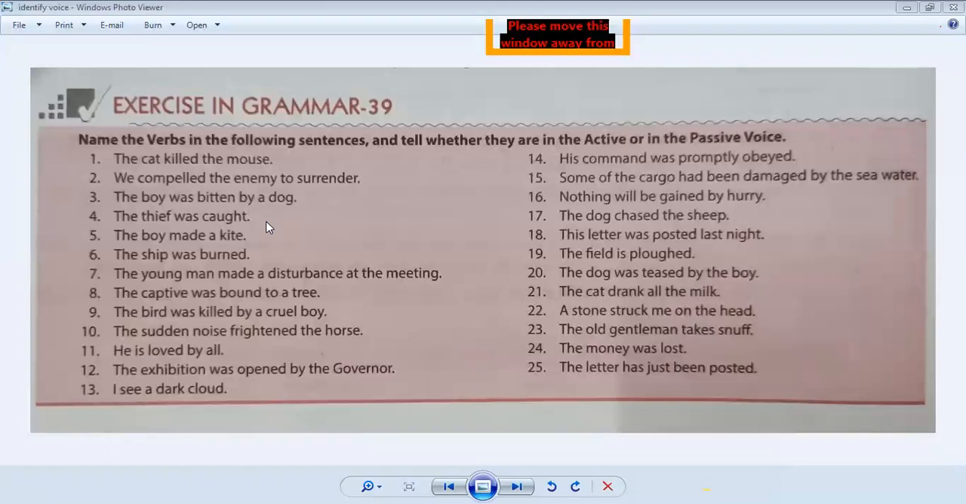Sixth one, the ship was burnt. Now see, is the ship burning itself? No, the ship is getting burnt. Somebody is burning the ship. So the ship is the receiver of the action. That is why passive voice. Now how to change? Here the subject is absent. So you can take any subject here, that somebody or they burned the ship. This will be the active voice.